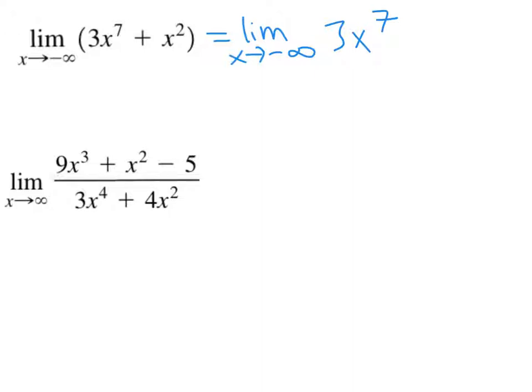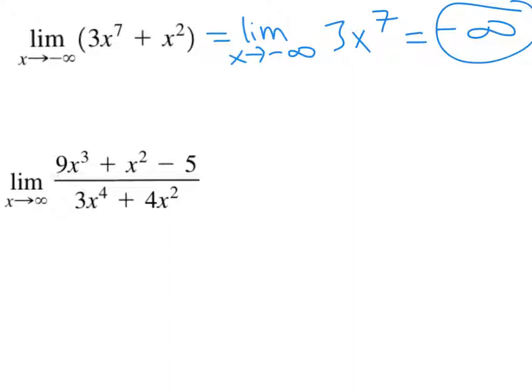So what is going to happen to this piece as x becomes very large and negative? X to the 7th, 7 is an odd power, so as x gets very large and negative, x to the 7th will get very large and negative. And then when you multiply that by 3, you just get negative large times 3, which is still large and negative. So we would say that this limit equals negative infinity. Right? The values are getting more and more negative, as x goes to negative infinity.